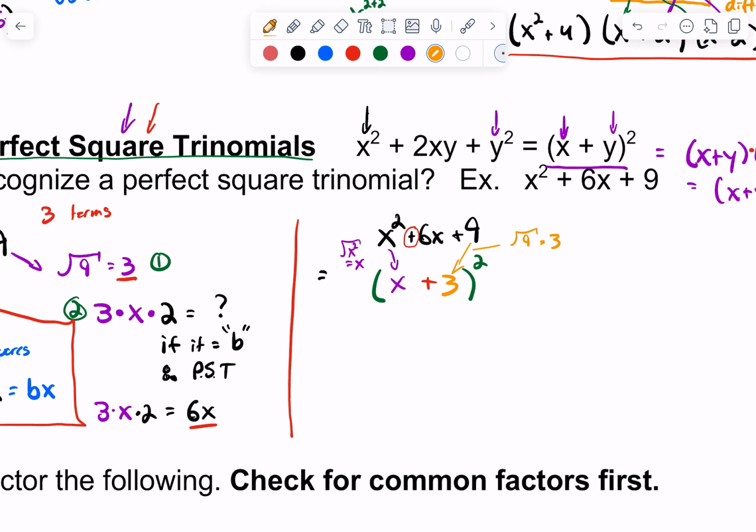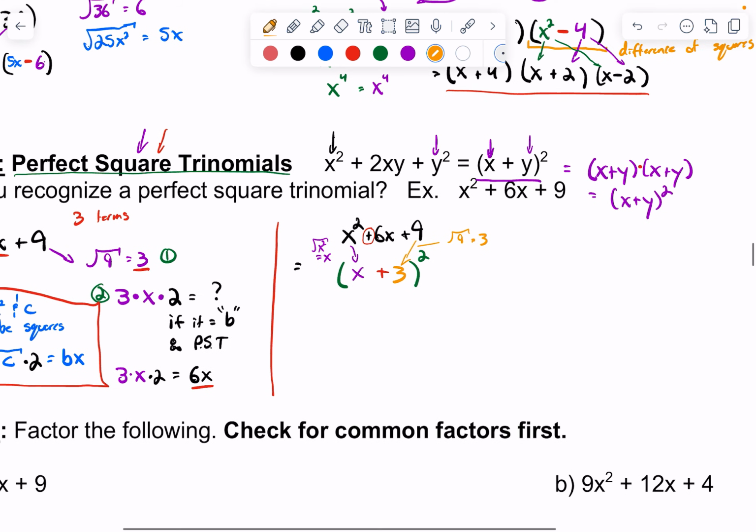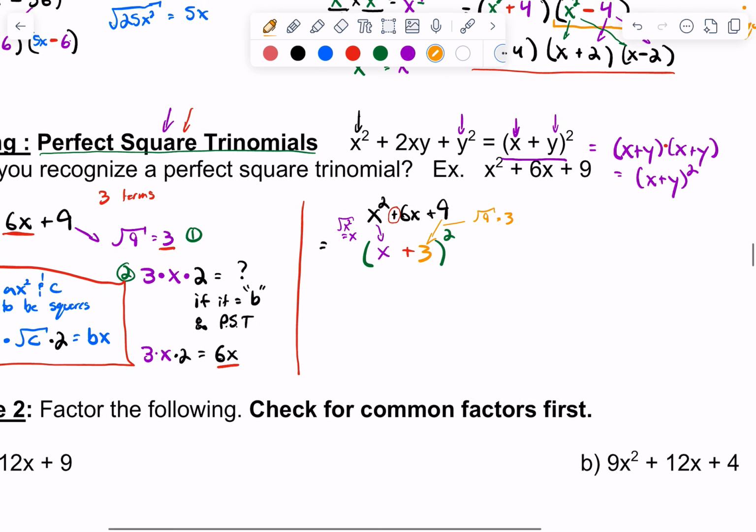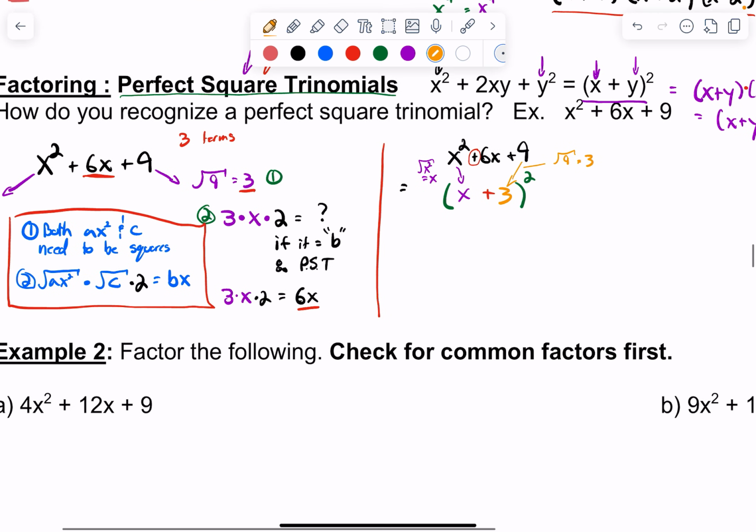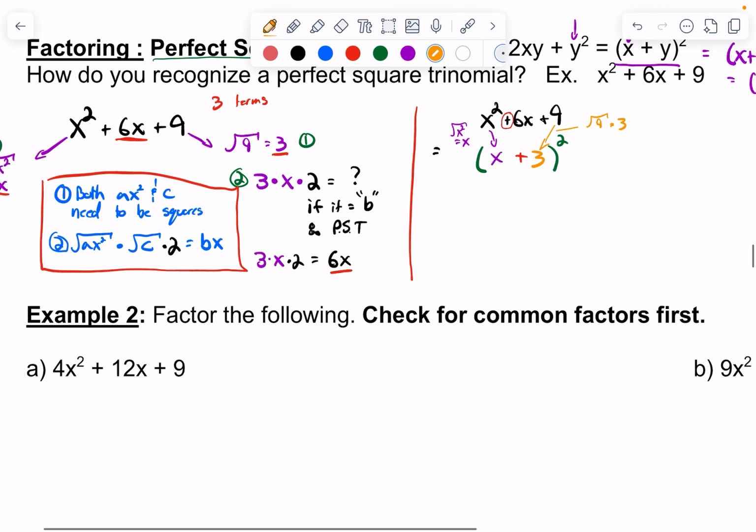So let's see more practice, okay? But that is the formula. And it's much faster than doing decomposition. That's the purpose of teaching this. It's a more efficient way of going about it.